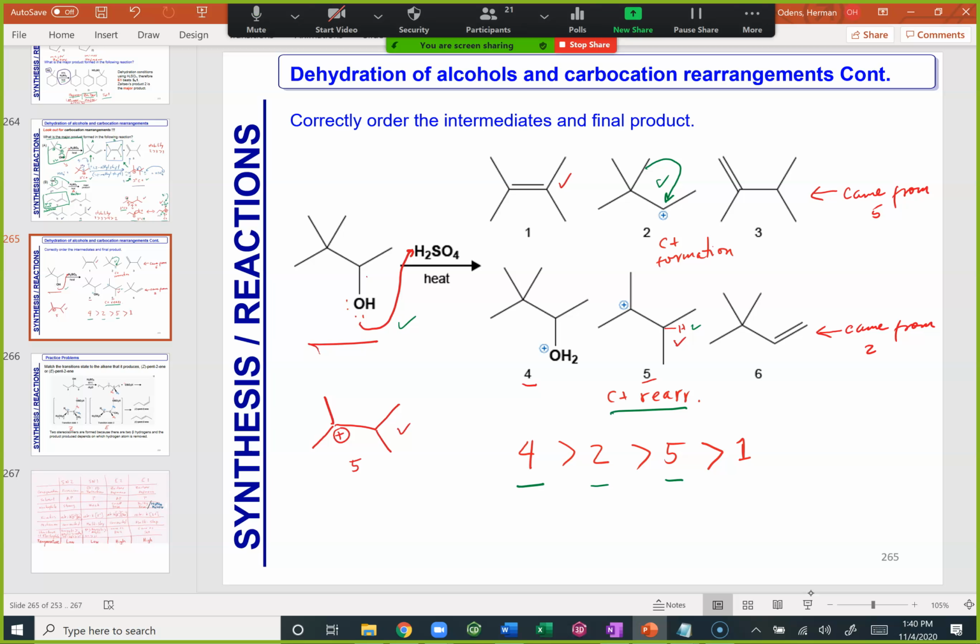All right, check this out. Structure number 6 came from 2. You see that? Here's structure 2. If you deprotonate one of these H's, that makes 6. And structure 3 came from 5. So you deprotonated one of these hydrogens. And those are Hofmann products. All right, so that will make 3.